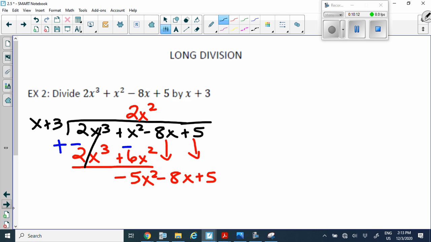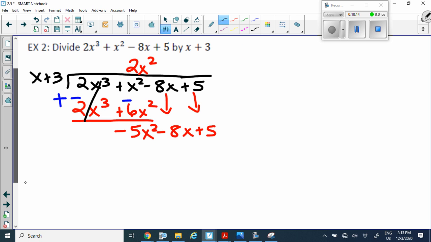Okay, now we need to match our new first term, which is the negative 5x squared. So x times what gives us negative 5x squared? Well, that is going to be a negative 5x. So I get negative 5x squared. Then negative 5x times my 3. That's going to give me negative 15x.